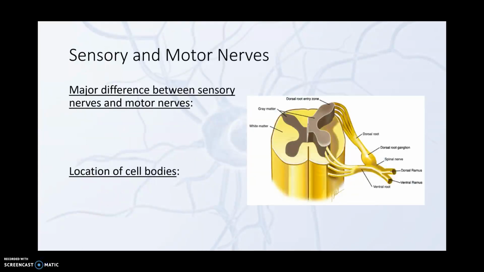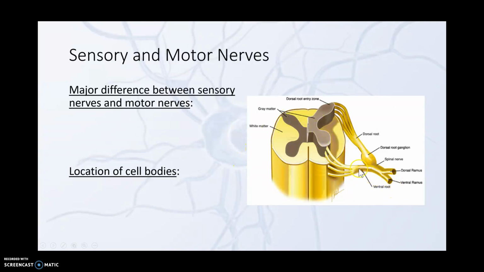Okay, so the major difference between sensory nerves and motor nerves is that the sensory nerve has a dorsal root ganglion. You can see right over here, coming off the spinal cord. This contains the cell bodies for the afferent nerves, so for our sensory nerves. The motor nerves don't have one because those cell bodies are actually located in the spinal cord itself, in the gray matter, more specifically, within the gray matter here.